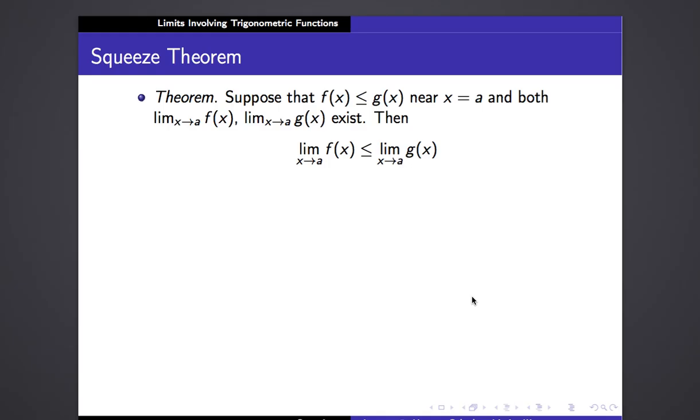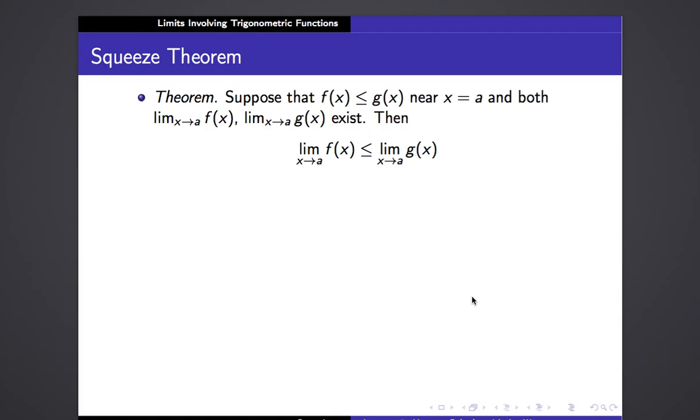Okay, so we're going to talk about a very important and useful tool for calculating a certain type of limit. That's called the squeeze theorem. Interesting name. Before we do that, let us take a look at the following theorem.